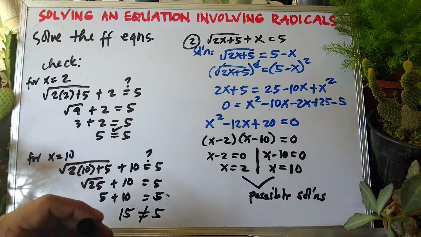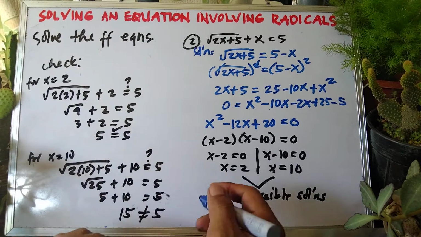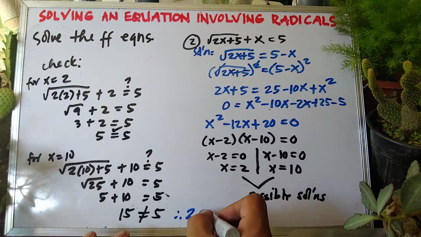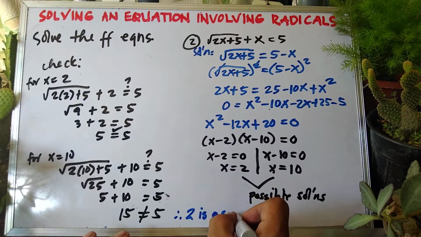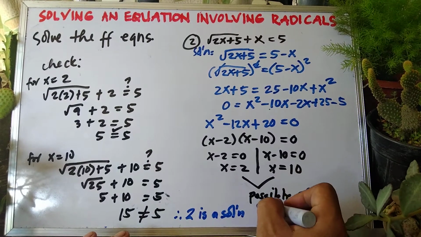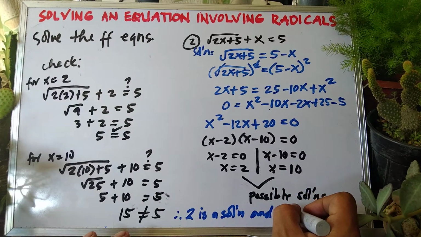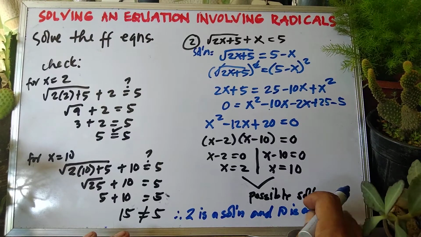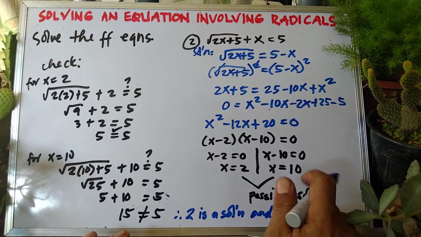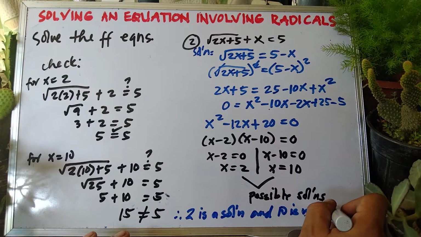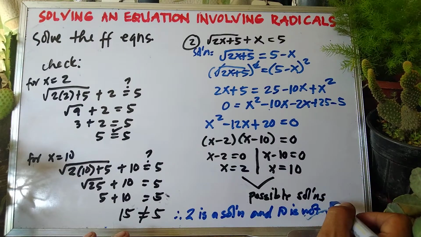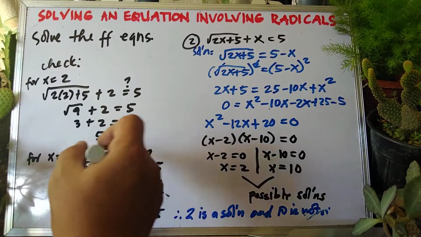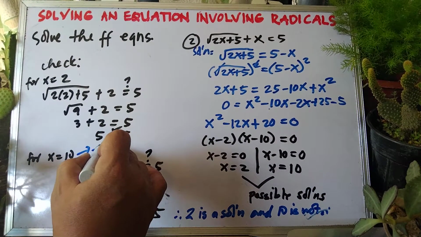So, ano bang ibig sabihin natin dito? We can conclude that, therefore, 2 is a solution. And 10 is an extraneous root. 2 is a solution and 10 is not because 10 is an extraneous root. Si 10 daw is an extraneous root.